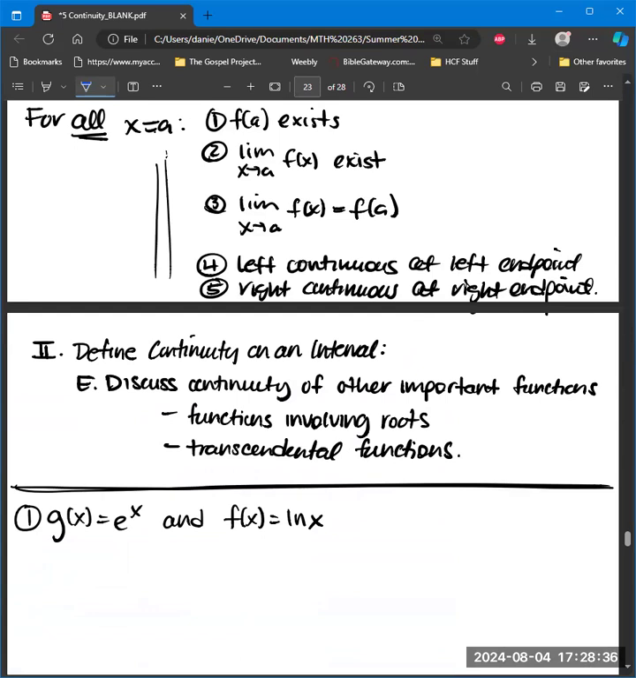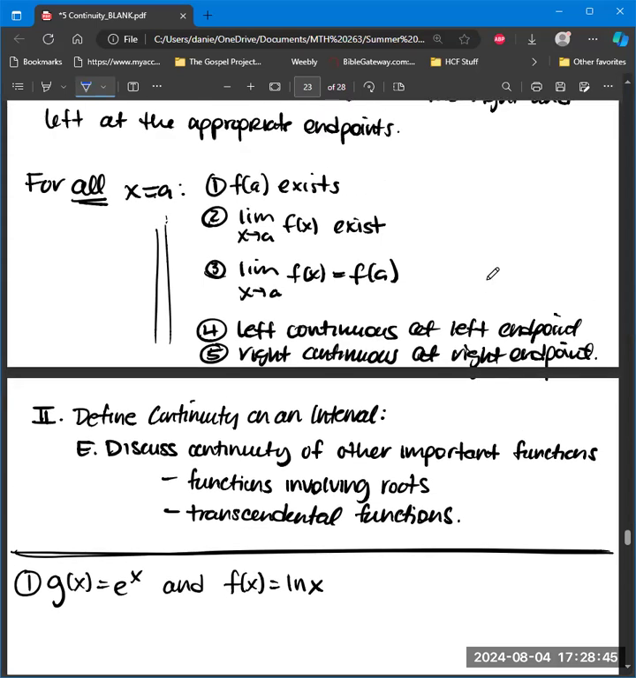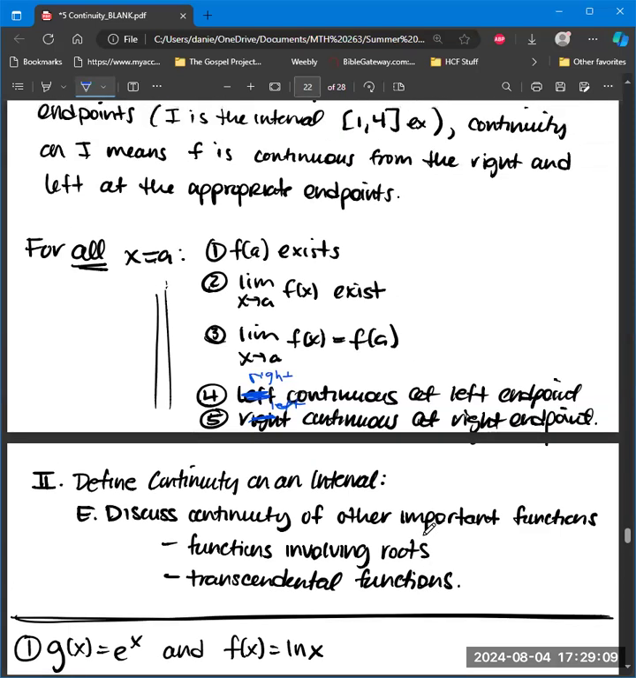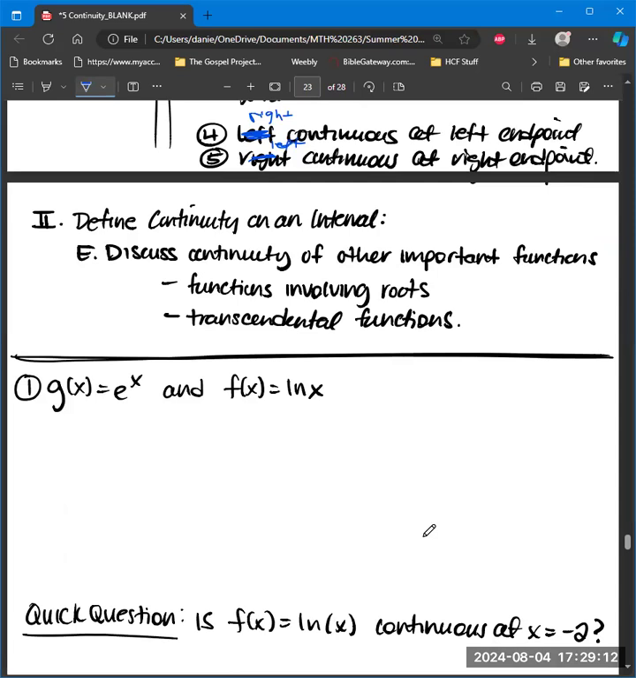But then, we're going to say that it's left continuous at the left endpoint, and then it's going to be right continuous at the right endpoint. This is backwards. It's going to be right continuous at the left endpoint. It's going to be left continuous at the right endpoint, because you need to come from the right on the left side. You need to come from the left at the right side. So just look at the graph.